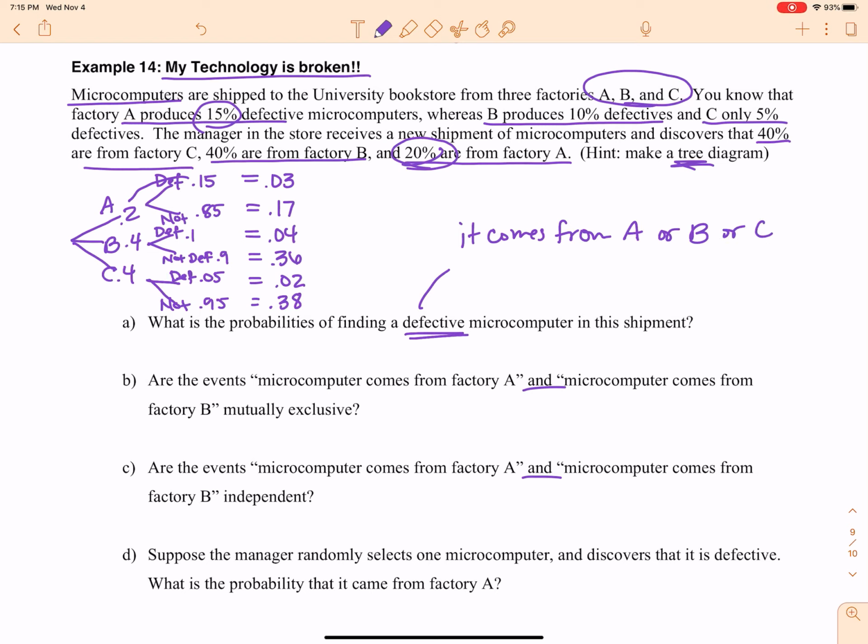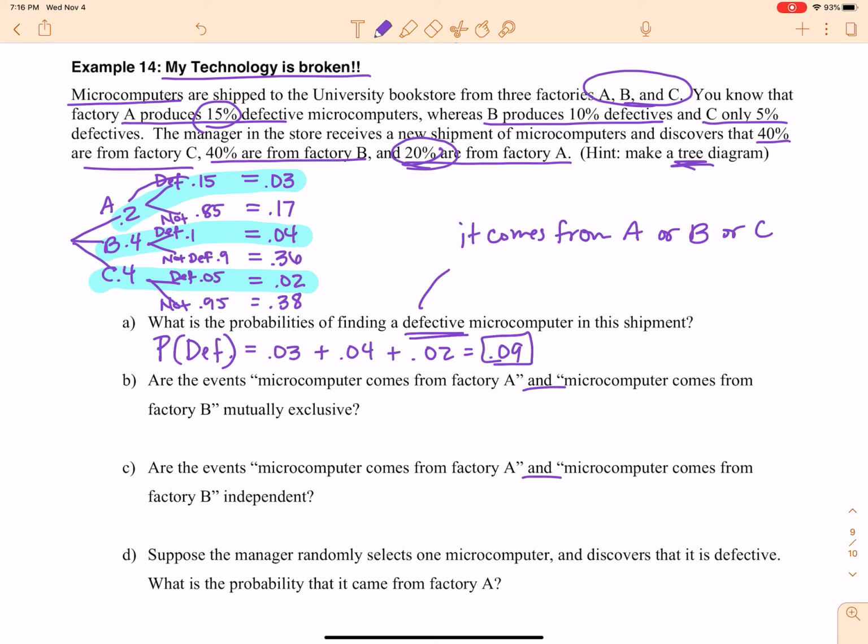Well, if you'll notice here on the problem, if it's from A and it's defective, that's 0.03. If it's B and it's defective, it's 0.04. If it's from C and it's defective, it's 0.02. So you guessed it, the probability, oops, that should be a P, not a B. The probability that I get a defective microcomputer in a certain shipment is 0.03 plus 0.04 plus 0.02. Magic.